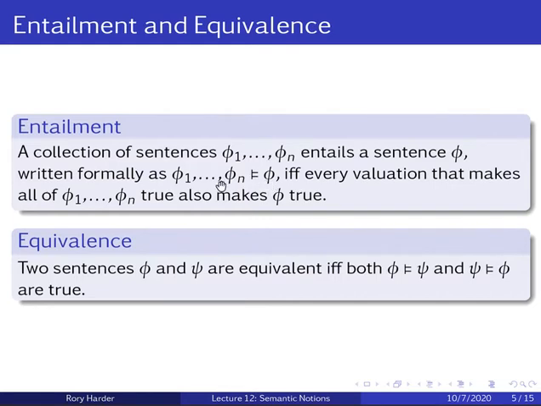Now, once we understand the notion of entailment, it's a very short step to understanding the notion of equivalence. So we say that two sentences phi and psi are equivalent, just in case both phi entails psi and psi entails phi. So what it means for two sentences to be equivalent is for them to entail each other.